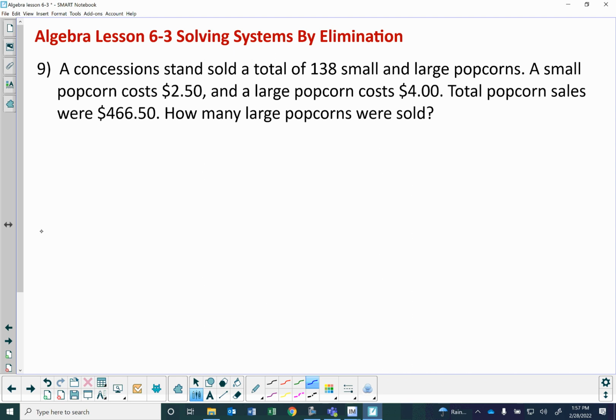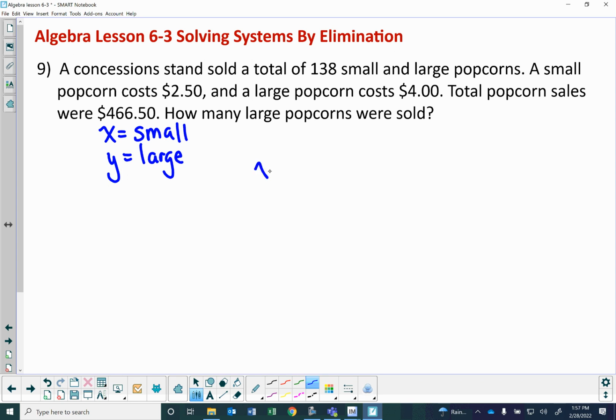Well, since it's talking about large and small, I'm probably going to use both variables here. So I'm going to let x equal a small, and I'm going to let y equal a large. And it could be vice versa, it really doesn't matter. Just so you know which one is which, so when you finish solving for your variable, you know which one you solved for.